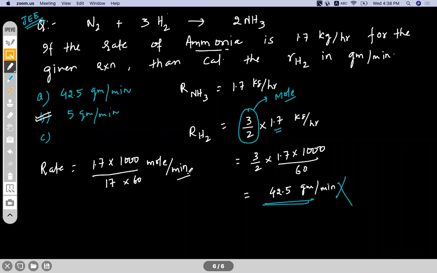So first kg to gram, then gram divided by the molecular mass gives you the number of moles, and then the unit conversion of time. Understood, Mehul? Yes, sir. Right, so you'll get the rate in mole per minute. This you multiply by 3/2, you'll get the answer.